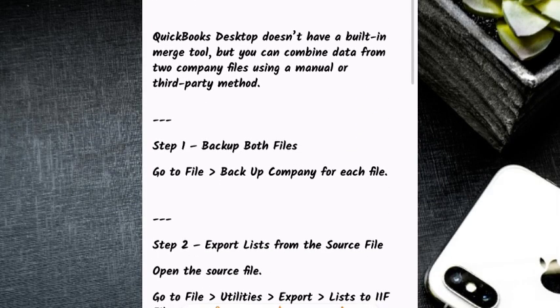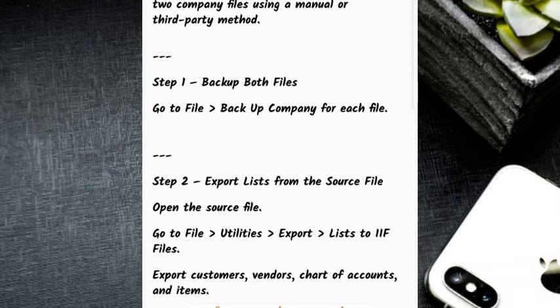Now, the first step is to back up both files. Go to Files, Backup Company for each file. Then step 2 is to export lists from the source file. So open the source file, go to Files, Utilities, Export, Lists to IIF files. Now you can export customers, vendors, chart of accounts, and items.